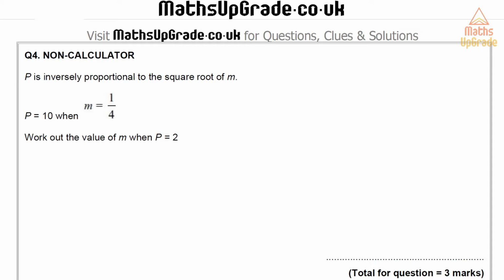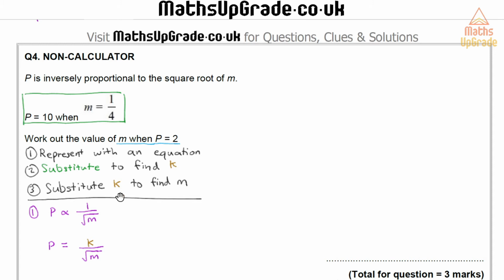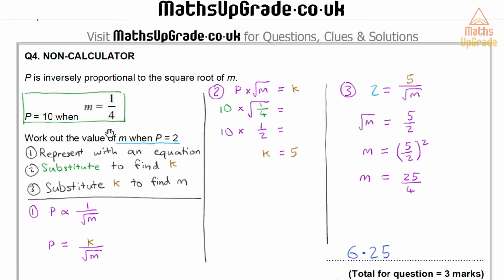So in this question here, I'm going to first of all represent this with an equation. Then I'm going to substitute these values to find the value of the constant. Then I'm going to substitute this value of p and the constant to find the value of m. So here are the steps I'm going to take. First of all, I can say p is proportional to 1 divided by root m, because it's inversely proportional to the square root of m. Then as an equation, the constant is the numerator there, and root m is the denominator.